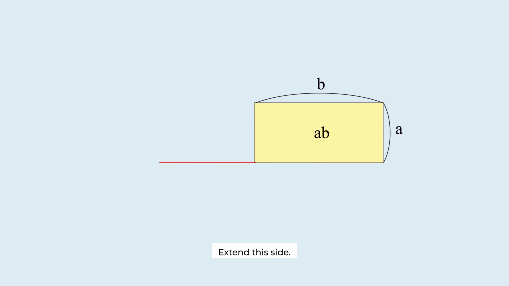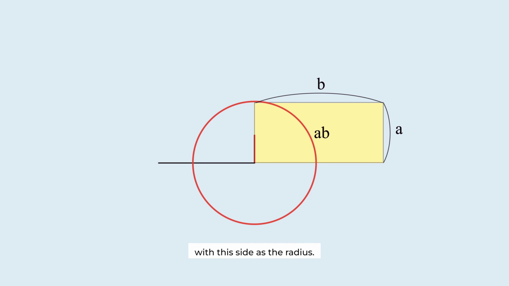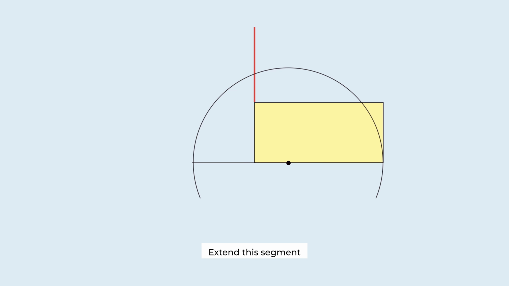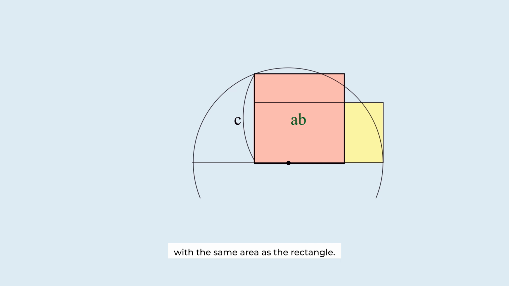Extend this side. Draw a circle with this side as the radius. An intersection point is created. This length and this length are the same. Draw the perpendicular bisector of this segment. The intersection point is the center of the new circle. Extend this segment to find the intersection with the circle. Let's call this line segment C. This line segment is one side of a square with the same area as the rectangle.